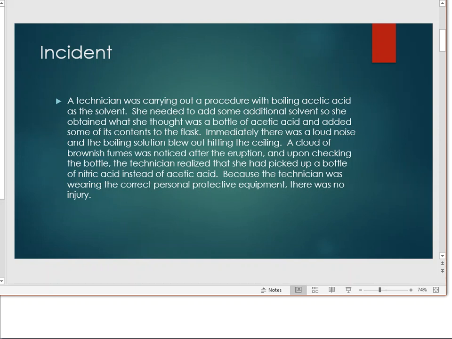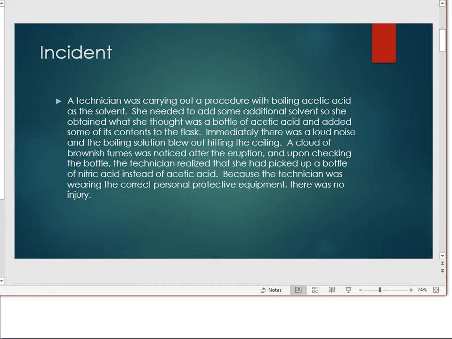Immediately, there was a loud noise, and the boiling solution blew out, hitting the ceiling. A cloud of brownish fumes was noticed after the eruption, and upon checking the bottle, the technician realized that she had actually picked up a bottle of nitric acid instead of acetic acid. So, that kind of answers our question. Yeah, it did have a label. And yes, it was properly labeled, but she didn't double check the label. And because of that, this nasty explosion happened.